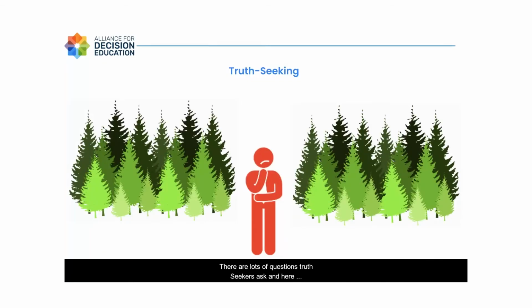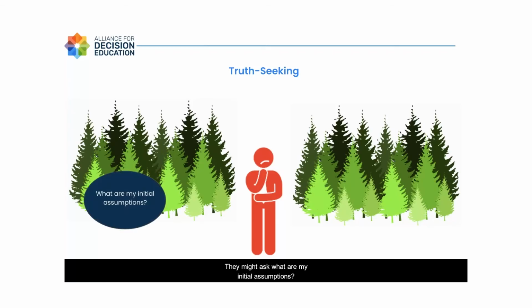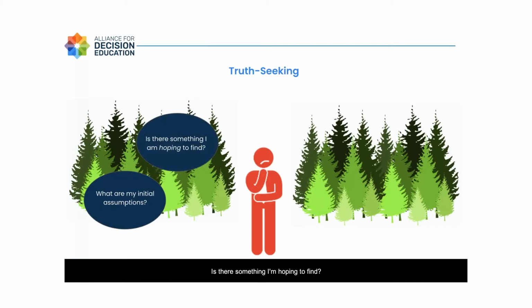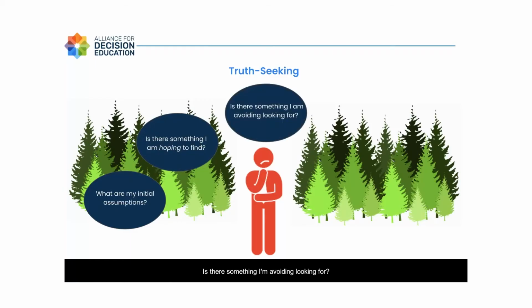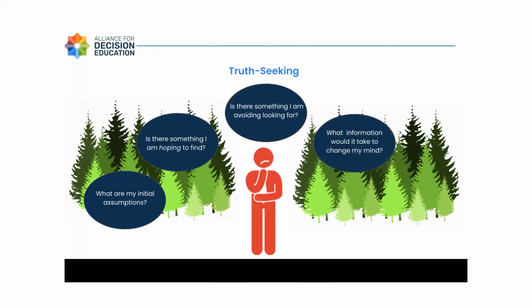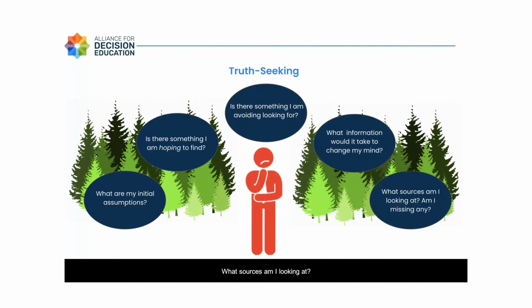There are lots of questions truth seekers ask, and here are just a few. They might ask, what are my initial assumptions? Is there something I'm hoping to find? Is there something I'm avoiding looking for? What information would it take to change my mind? What sources am I looking at? Am I missing any? Am I under or overemphasizing any sources?